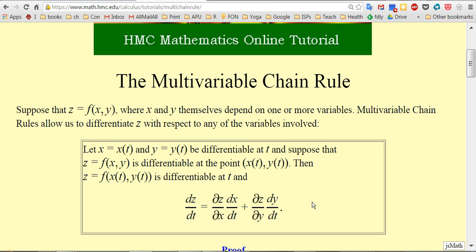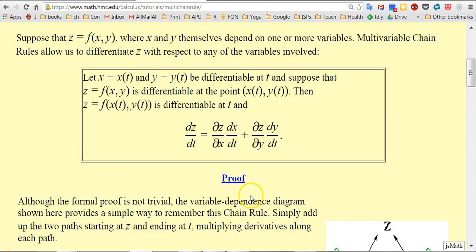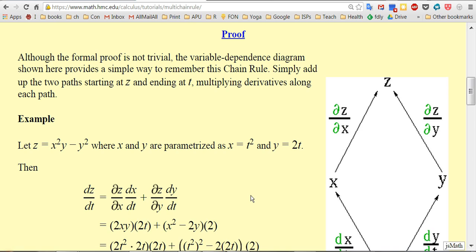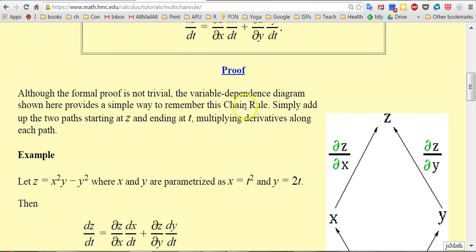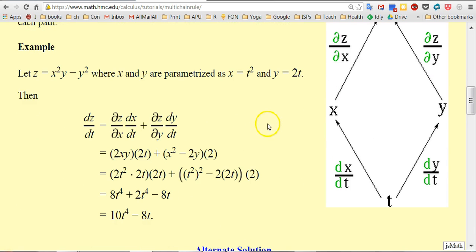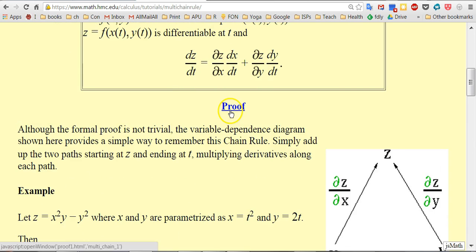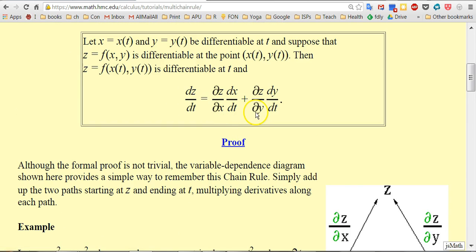So this is called the chain rule, and it kind of looks like this. We have z as a function of x and y, but x and y are both a function of t. I'm just saying that's the relationship. They give you some examples here, but anyway, we just want to remember this form here.